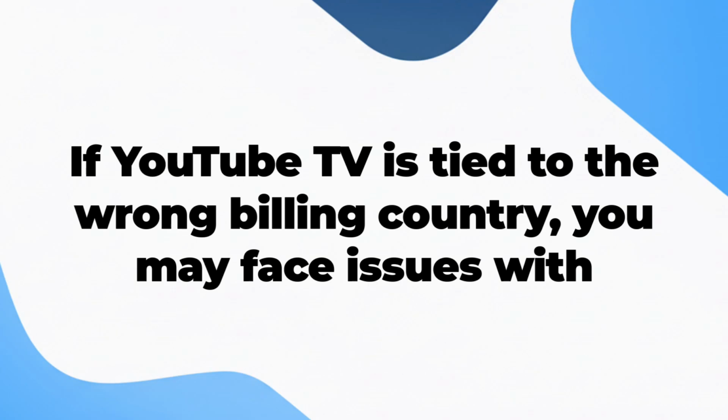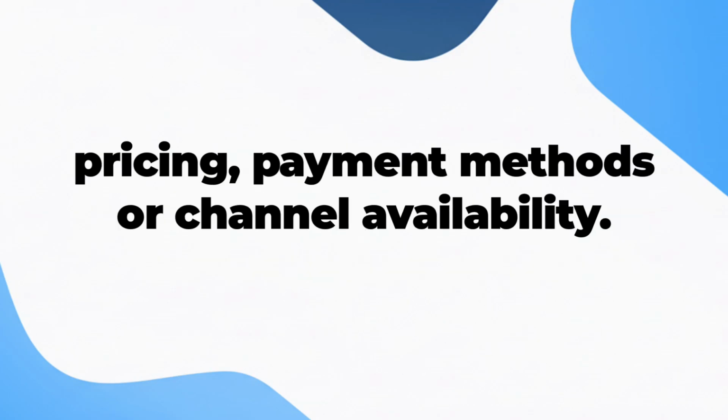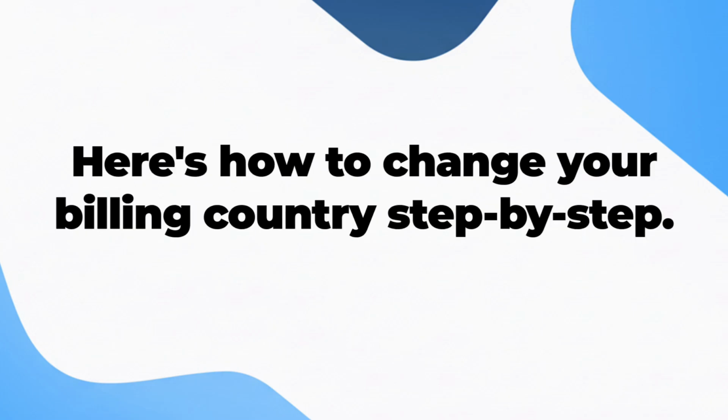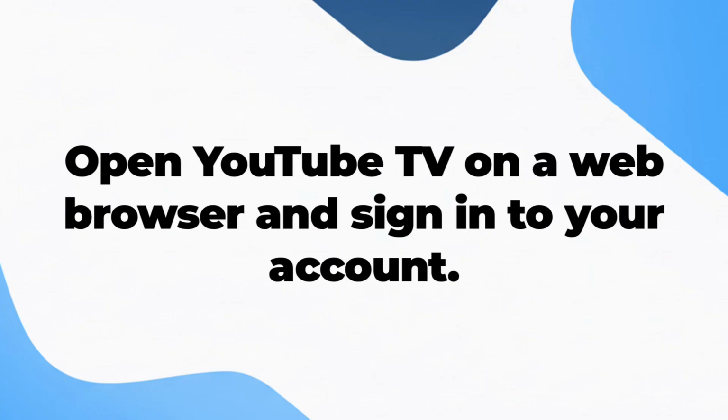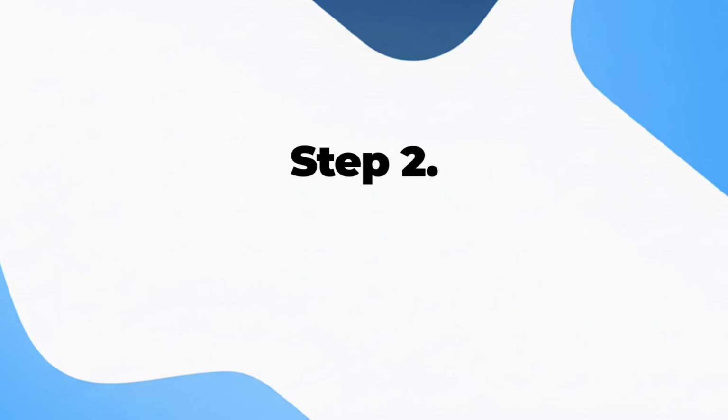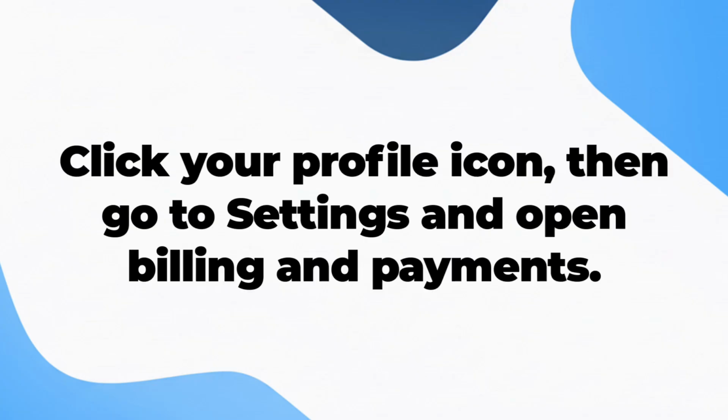If YouTube TV is tied to the wrong billing country, you may face issues with pricing, payment methods, or channel availability. Here's how to change your billing country step by step. Step 1. Open YouTube TV on a web browser and sign in to your account. Step 2. Click your profile icon, then go to Settings and open Billing and Payments.